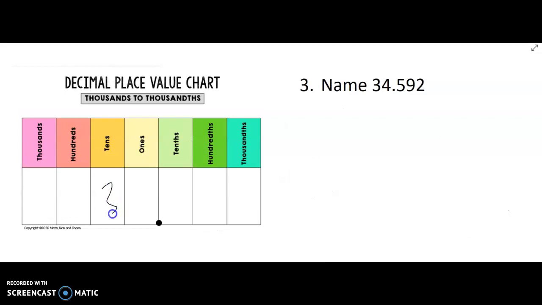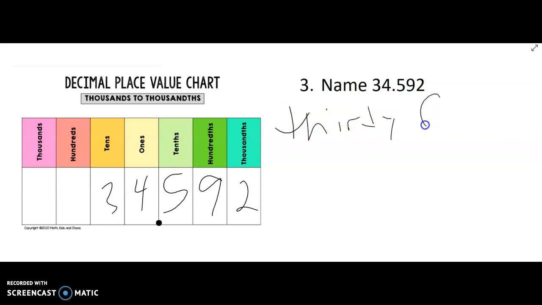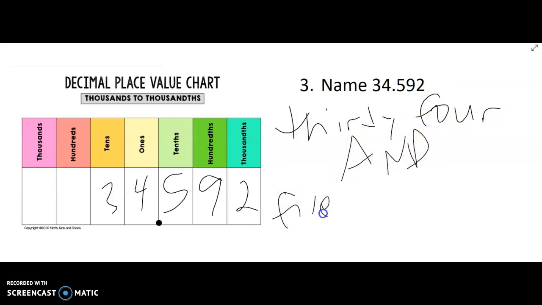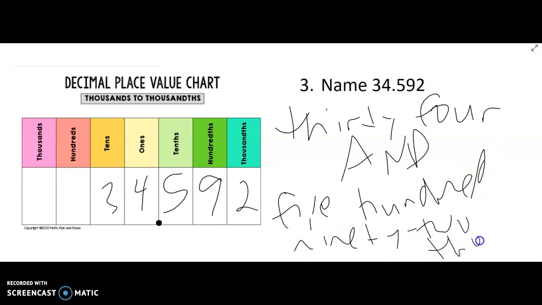34 and that decimal point. Don't forget the decimal's "and." 34 and 592 thousandths. So it takes a bit to write all of this. 34 and 592 thousandths. Whew, enough of that.